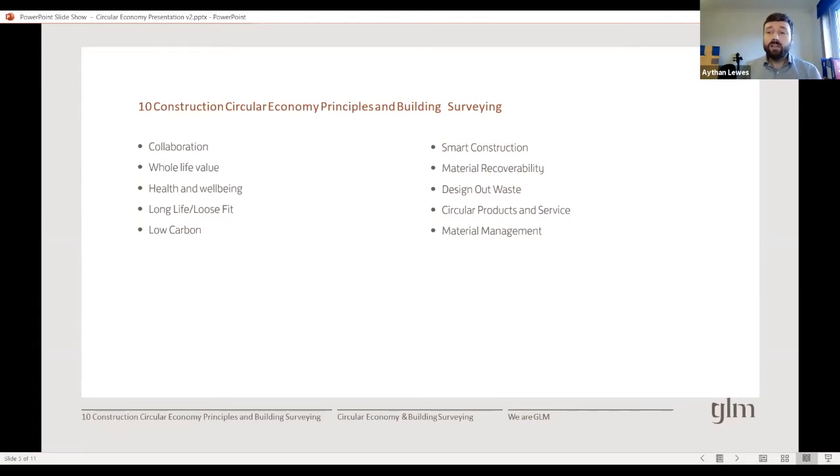Whole life value. As surveyors, we see the original creation of the building. Obviously I work next to colleague architects, so there's the original creation. But we tend to also then be involved in the maintenance of that, the adaptation of that.